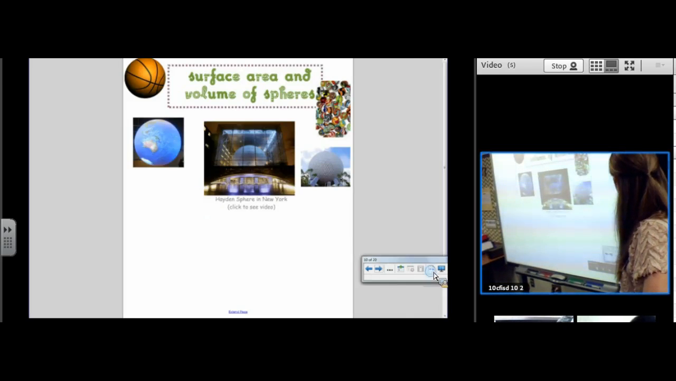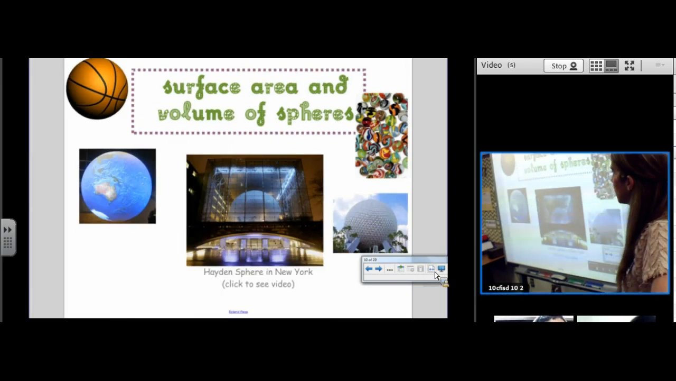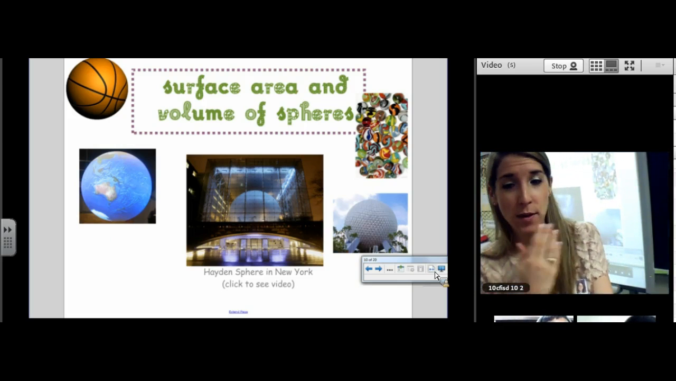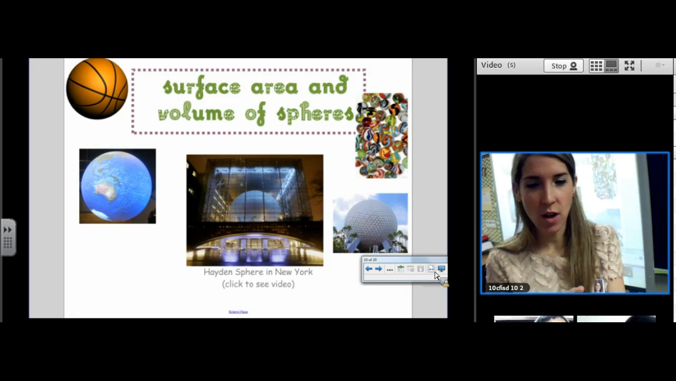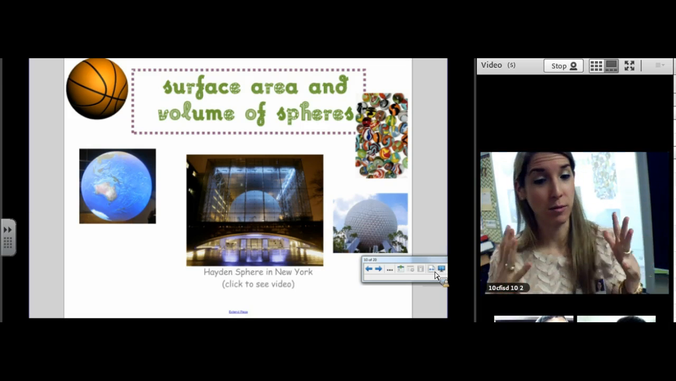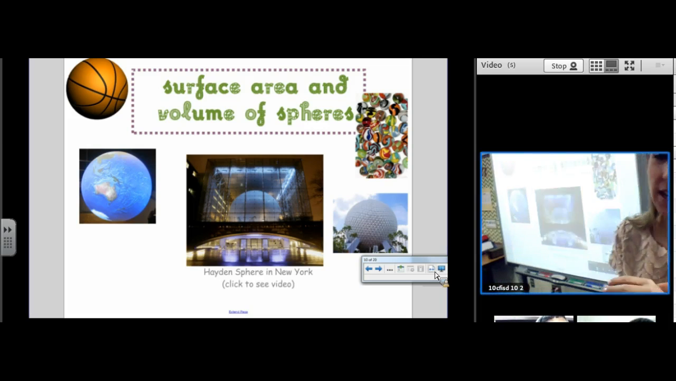All right, here we go, guys. Spheres. Our last official shape. So we have a basketball. We have the planets. They're kind of spherical. We've got Epcot. That's called the Hayden Sphere. It's in New York. It's a museum. It's really pretty. It's a sphere inside a glass cube. Really pretty. We've got marbles.